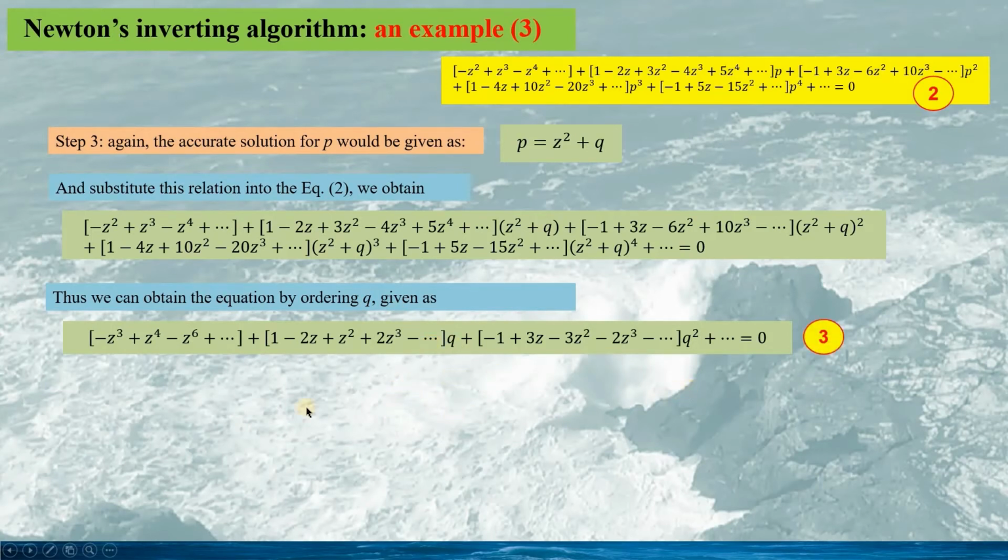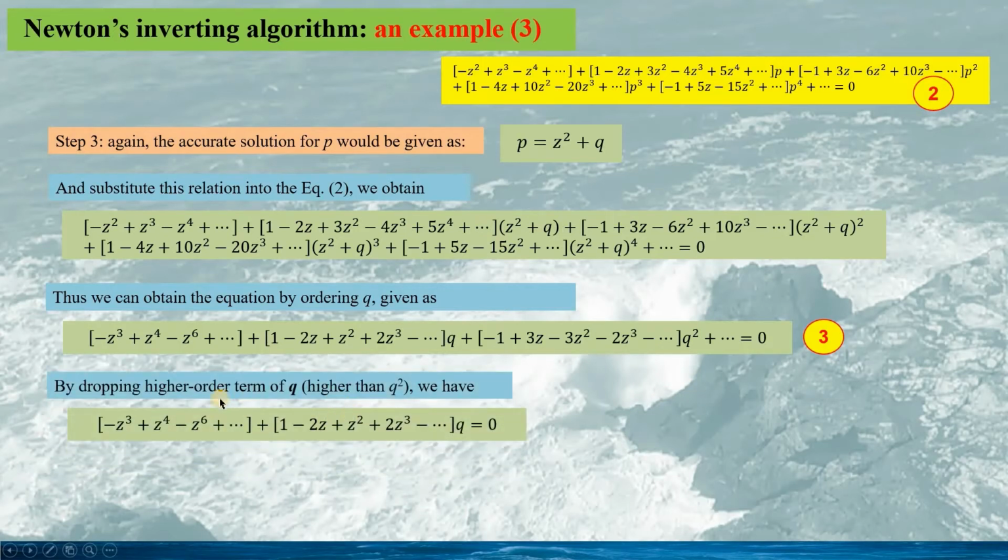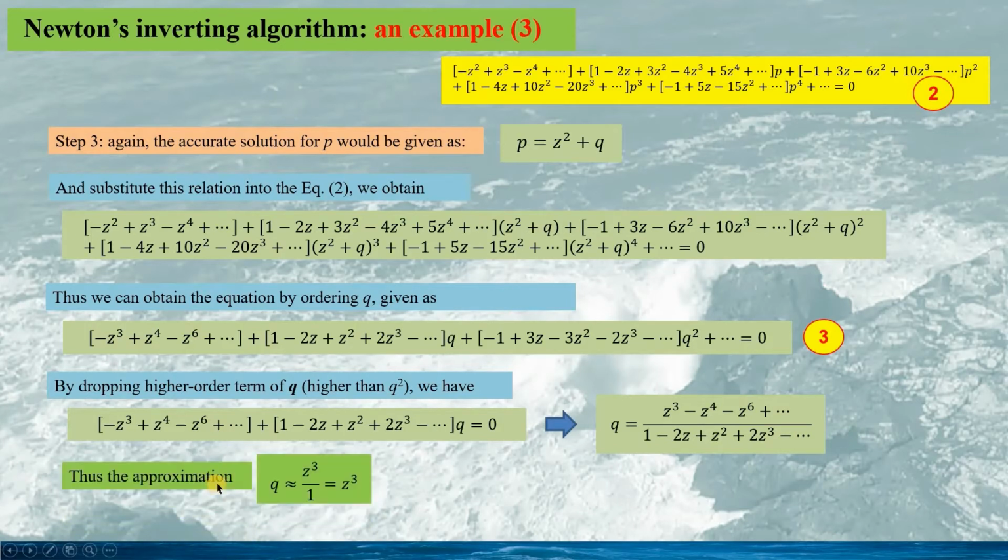This is equation 3. And again, we drop the higher order terms of q squared and higher. So we have the equation for q like this. The solution of q is given as this. And Newton's approximation for q is taken as this. So we have a better x expressed as z plus z squared plus z cubed.